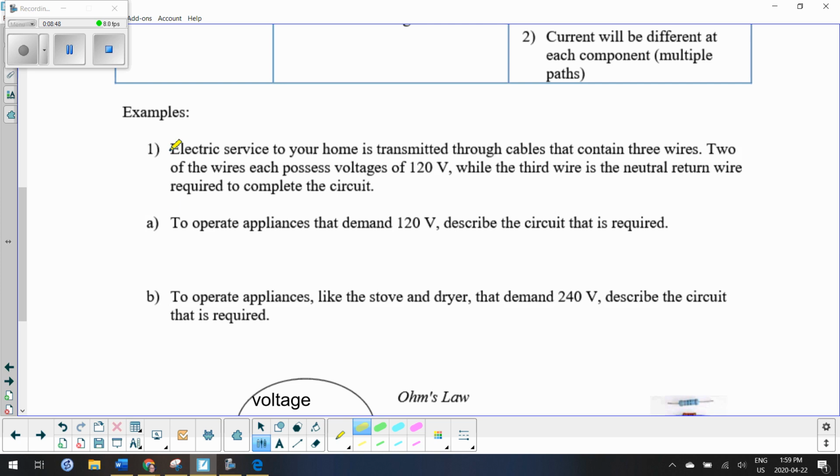So, example. Electric service to your home transmits through cables containing 3 wires. 2 of the wires each possess 120 volts, while the third wire is a neutral return wire to complete the circuit. So that third wire we don't really care about. A, to operate appliances that demand 120 volts, describe the circuit that is required.